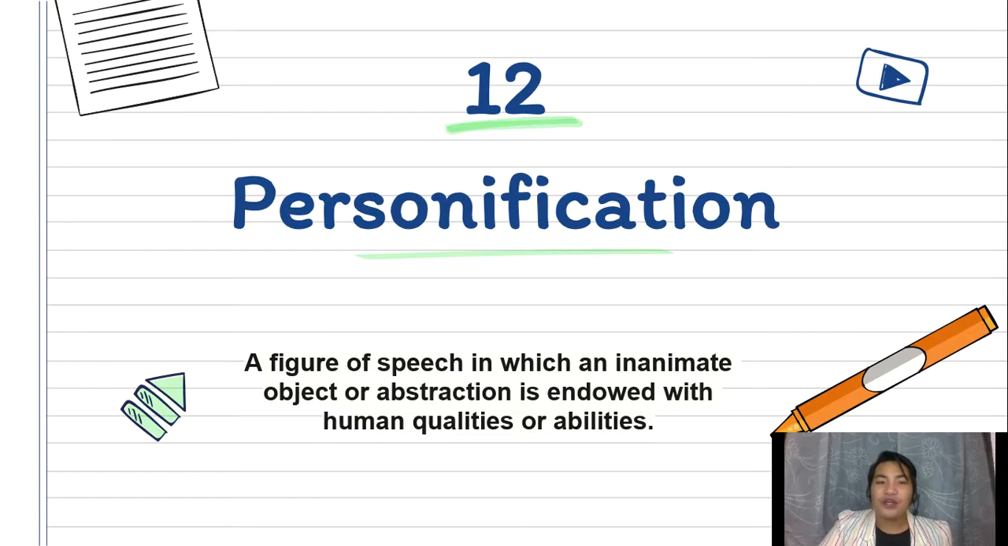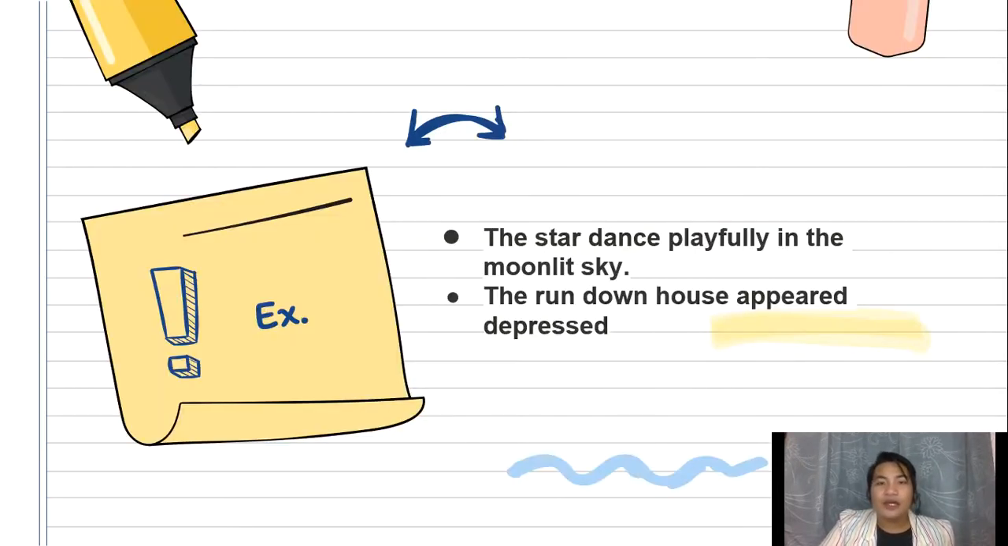Personification, a figure of speech in which an inanimate object or abstraction is endowed with human qualities or abilities. For example, the star danced playfully in the moonlight sky, or the rundown house appeared depressed.